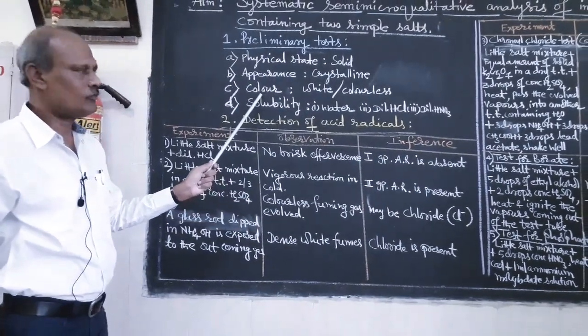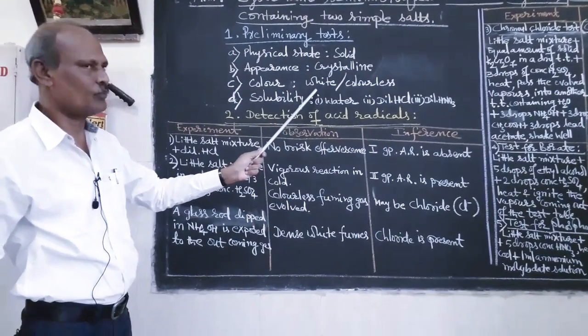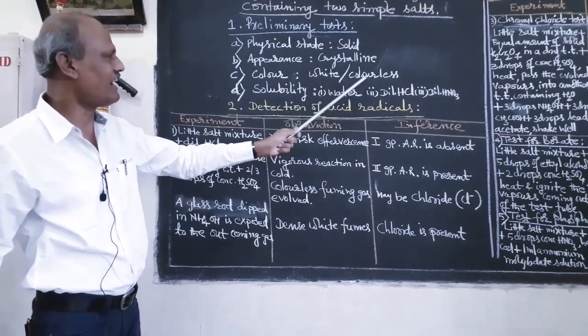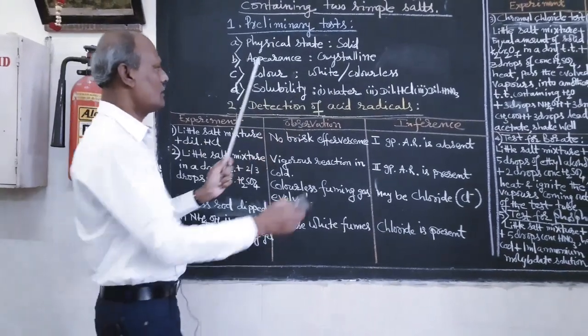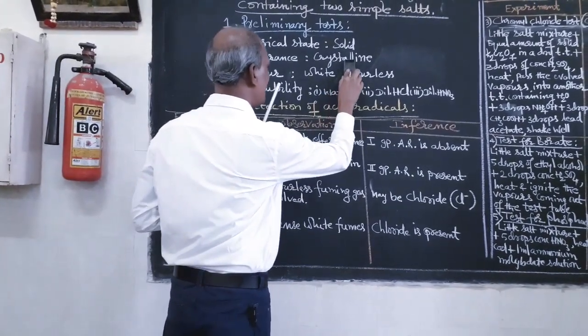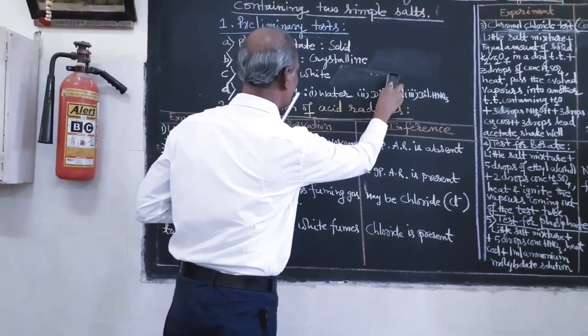Color is the second one. Our salt is white in color. You can write white as colorless or colorless as white, both are the same. I just remove colorless and write white in color.